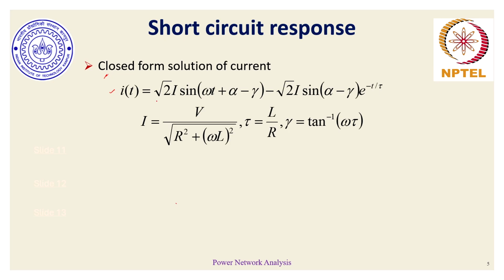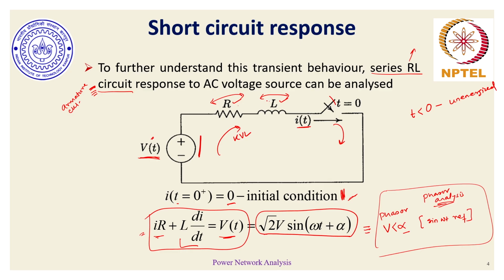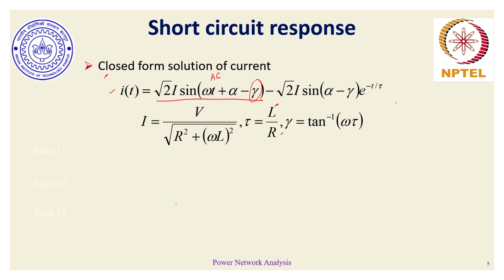One component, the first one, is an AC component, and it is, I won't say in phase with the voltage which was applied. There is a phase angle now which has come in, which is gamma. This gamma depends on the overall power factor angle of the RL circuit, having inductance L and resistance R as shown here. So gamma is the power factor angle, or the impedance angle, of the overall circuit, given by tan inverse of omega L by R.